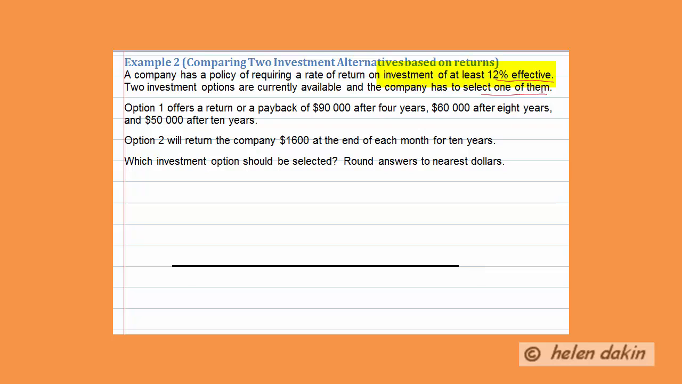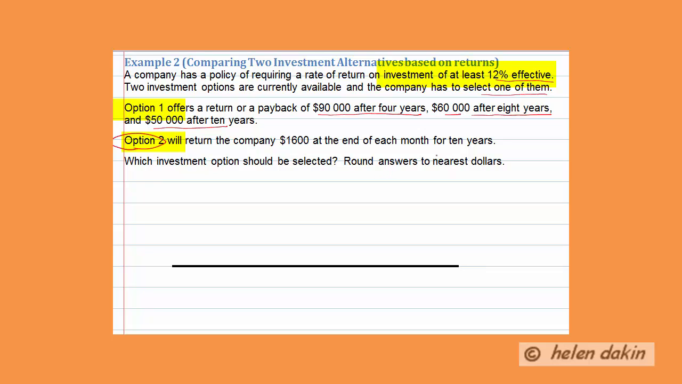Option number 1 offers a return or a payback of $90,000 after 4 years, a $60,000 payment after 8 years, and $50,000 after 10 years. Option number 2 will give the company back $1,600 at the end of every month for the next 10 years. Which investment option should be selected? And we're going to round our answers to the nearest dollar.